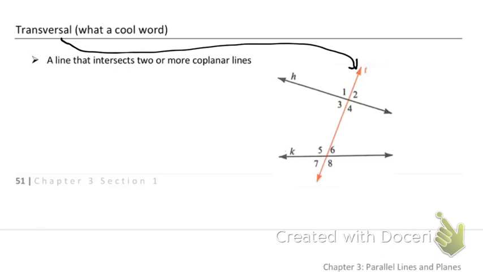It is just one line that intersects two other lines. You have to know that because we're going to get to times where you have to figure out which one is your transversal. I'll give you a whole bunch of lines, and you have to decide which one is your transversal. Your transversal is always the one that connects your two lines.